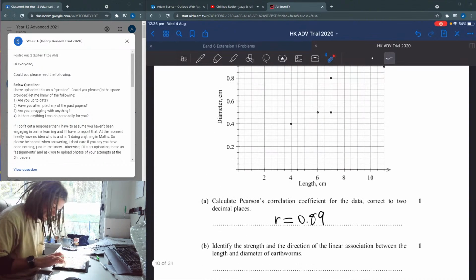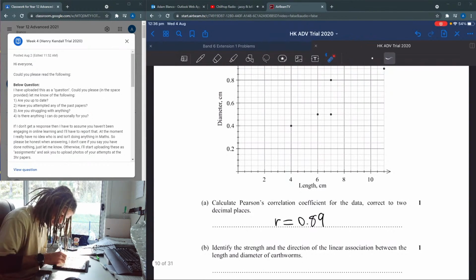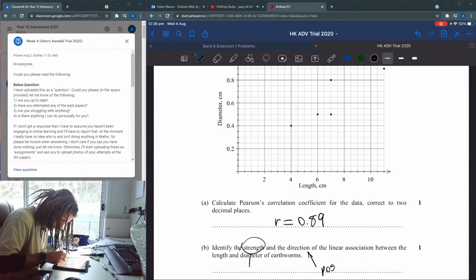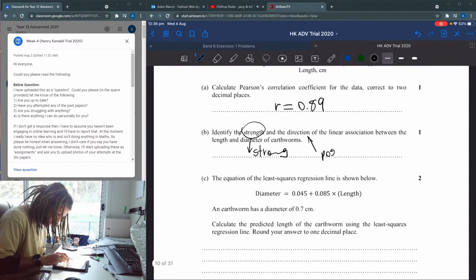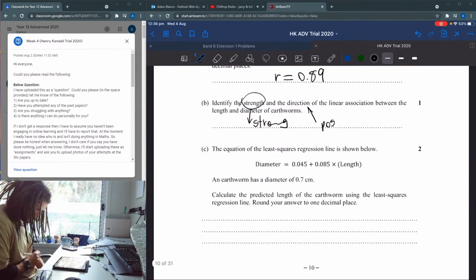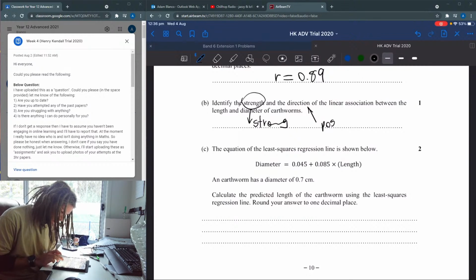Identify the strength and direction. Well, that tells me it's positive, and that tells me it's strong. 1 mark. Now, give me the equation. Calculate the predicted length of the earthworm.